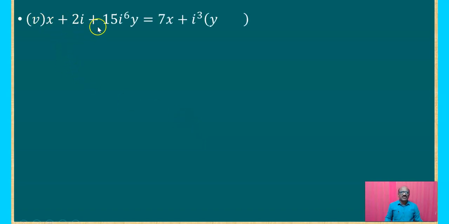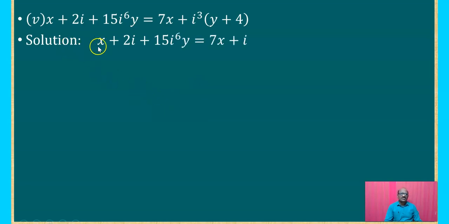x plus 2i plus 15i raised to 6 into y is equal to 7x plus i cube in bracket y plus 4. Then find the value of x plus y. I had not written it here. Now see this here, x plus 2i plus 15 i raised to 6 into y, equals 7x plus i cube in bracket y plus 4. Simplify it. x plus 2i as it is.